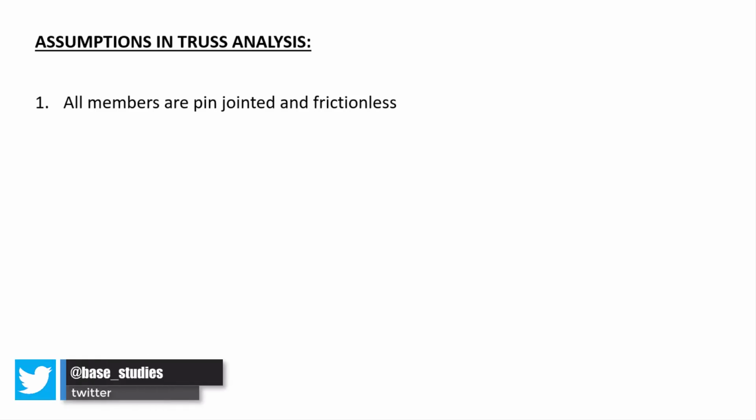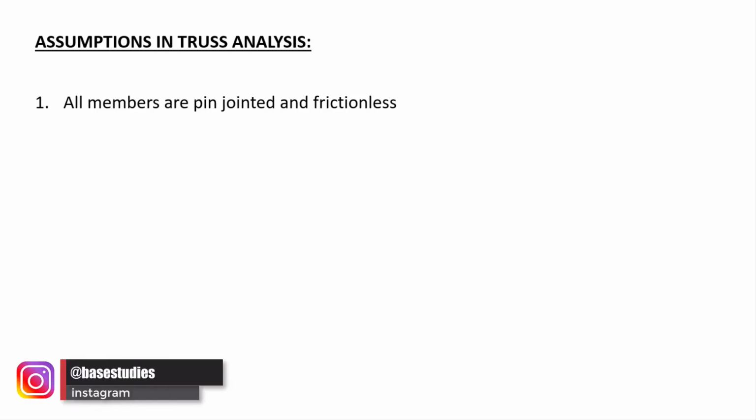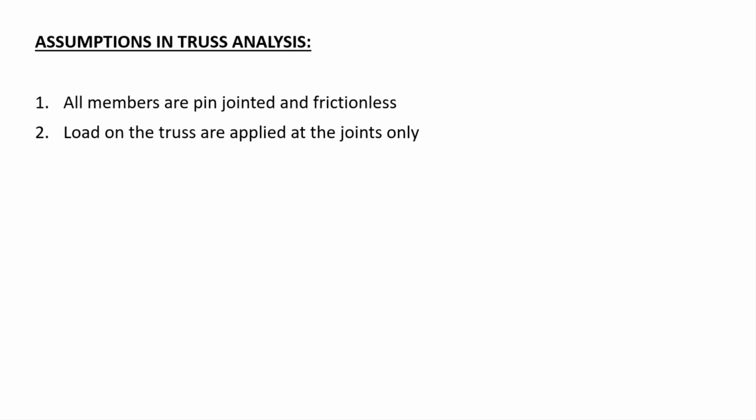Now next is, while solving the numericals or doing the truss analysis, we have to take into account some assumptions. The first assumption is all members are pin jointed and frictionless. The very first assumption here is that we have to keep in mind that there is no friction, so no force is wasted to overcome that friction. And second is loads on the truss are applied at the joints only. No load is applied on the member, the load is only applied to the joints. This is the second assumption.